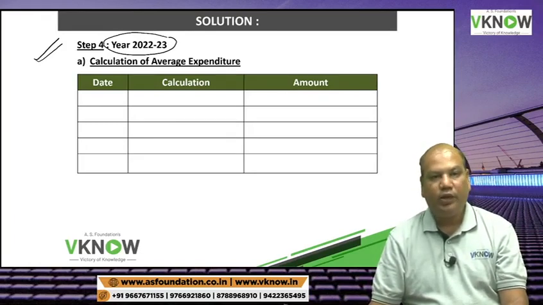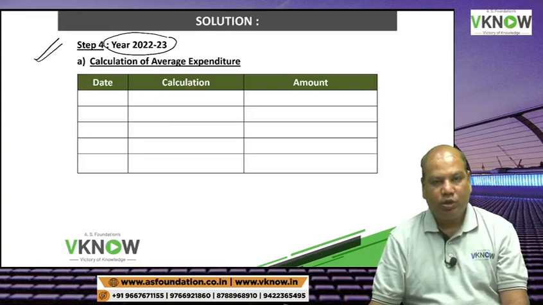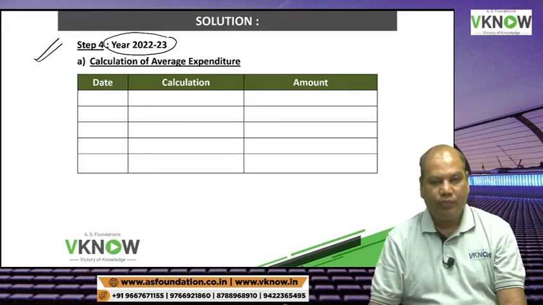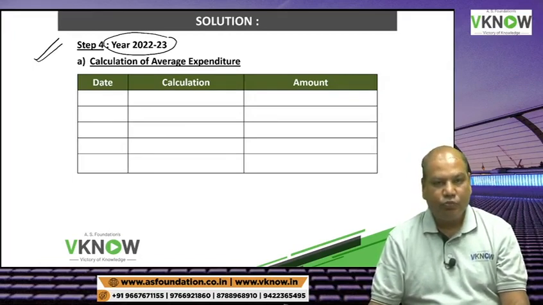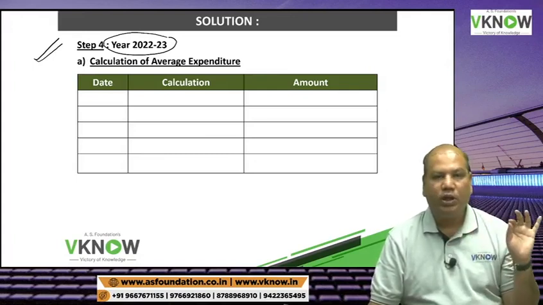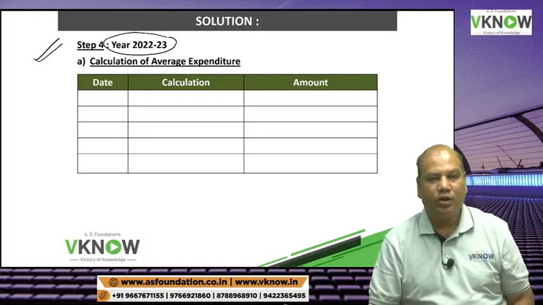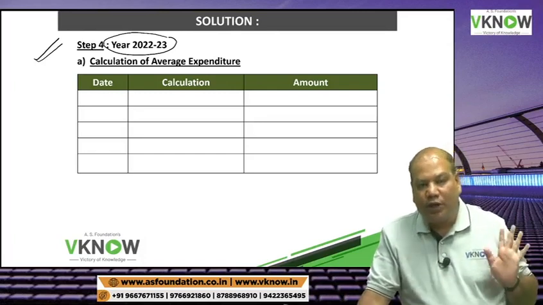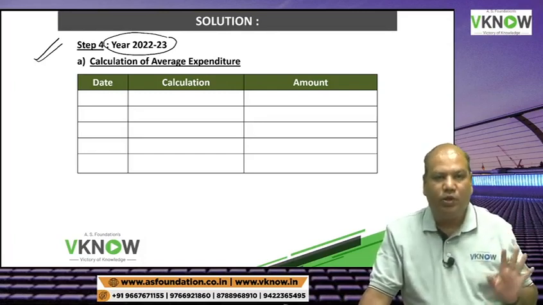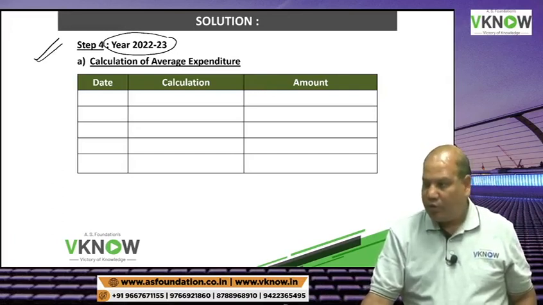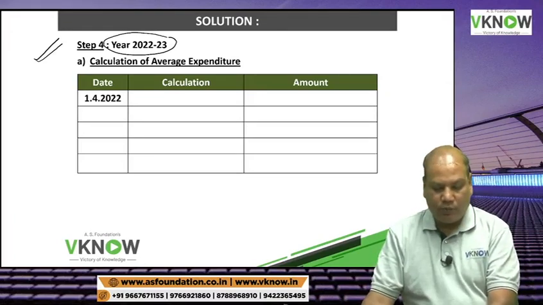First we will calculate average expenditure, because the expenditure was incurred at different points of time and different amounts were spent. So there are two ways to calculate the borrowing cost. One is to multiply average expenditure into capitalization rate, or the other is to calculate the borrowing cost for every expenditure incurred. Answer will be the same. So we will follow this simple trick: date, calculation, amount. Question should be in front of you.